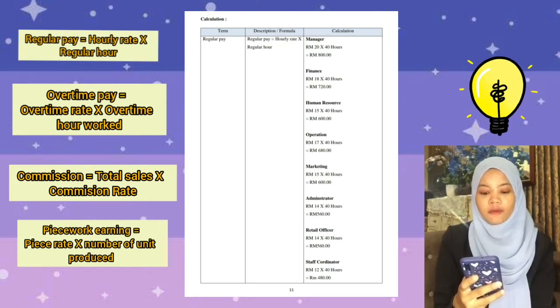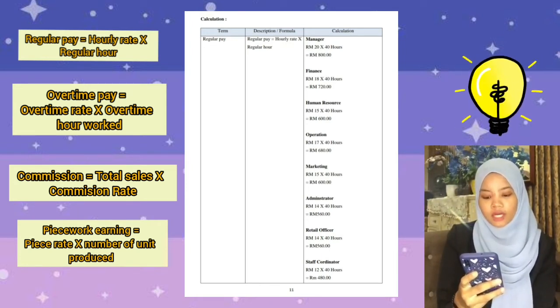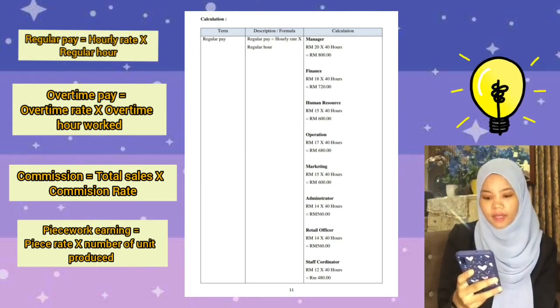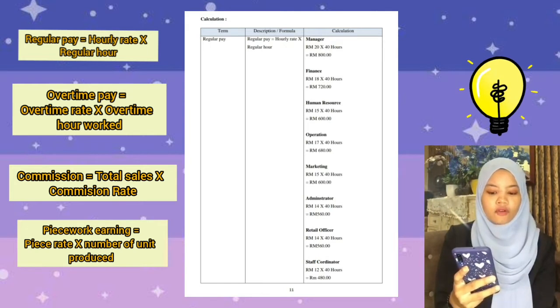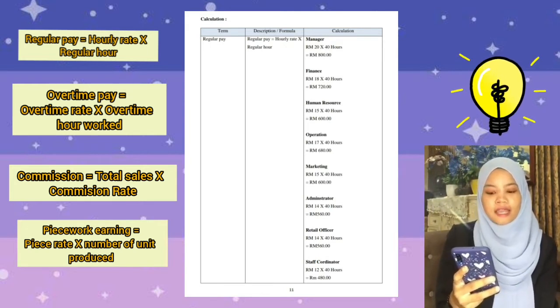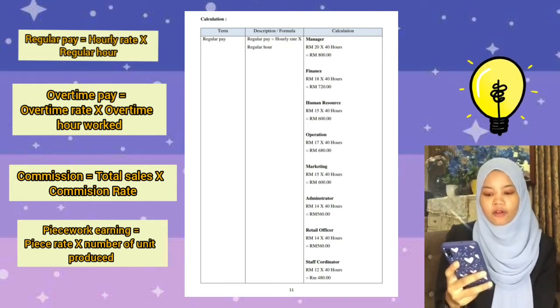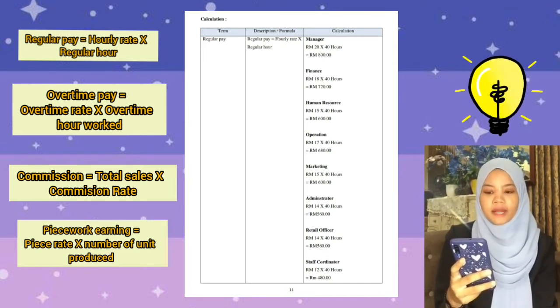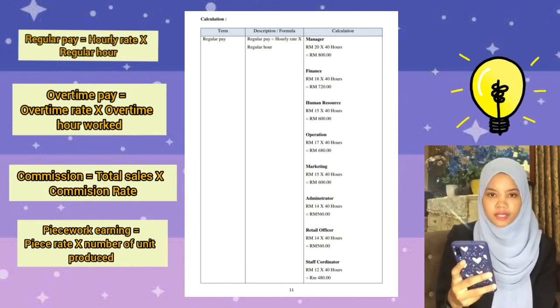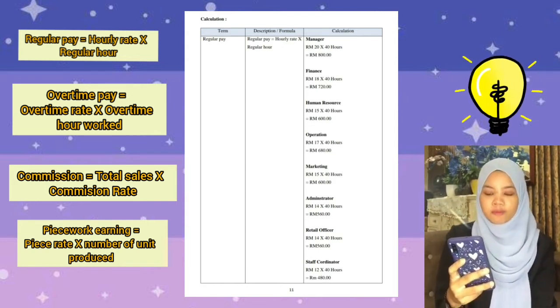For the regular pay formula, regular pay is hourly rate times regular hours. For overtime pay, overtime rate times overtime hours worked. For commission, total sales times commission rate. For pitch work earning, pitch rate times number of unique products. Gross pay is regular pay plus overtime pay plus commission plus pitch work earning.